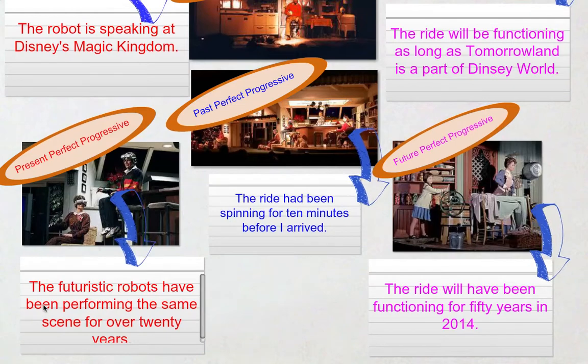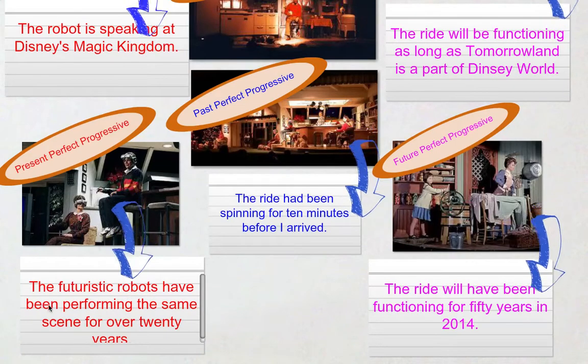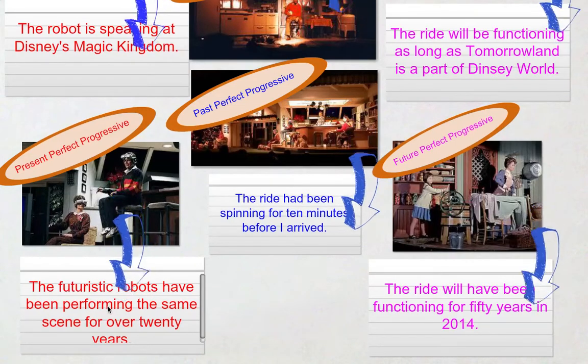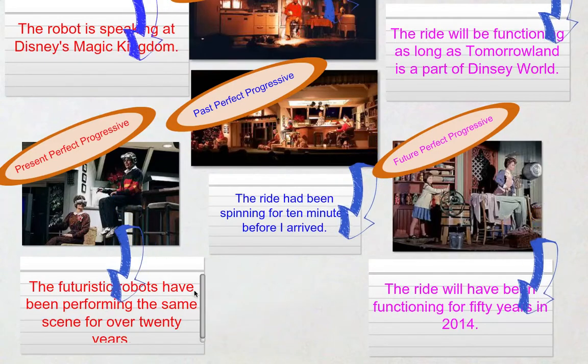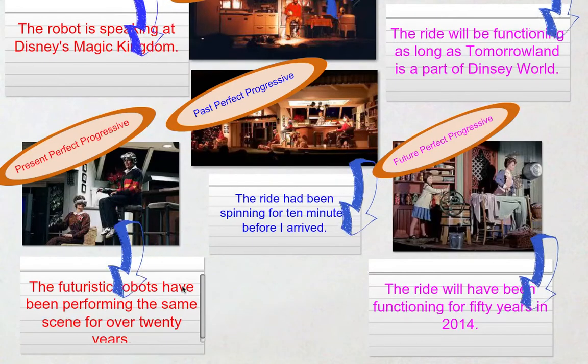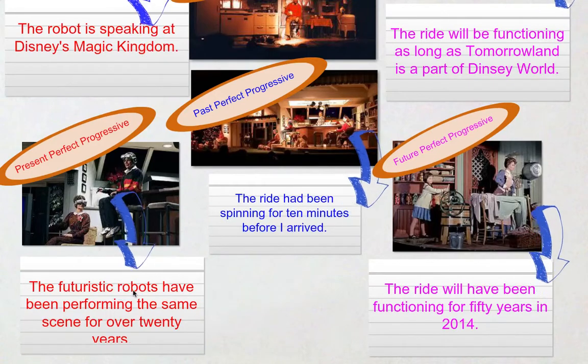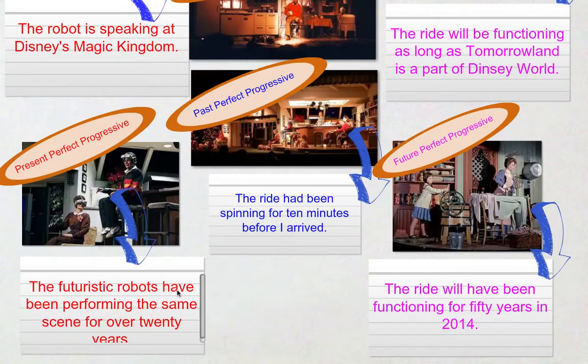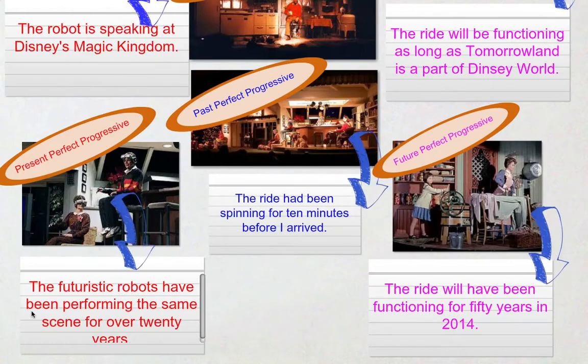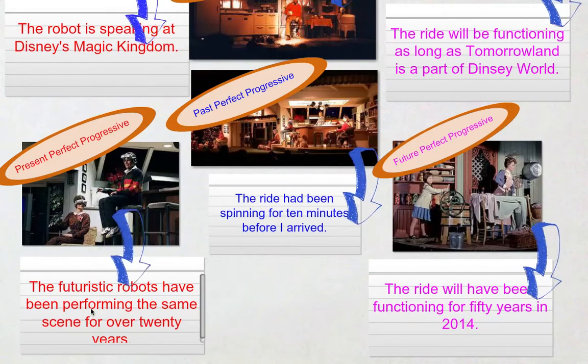So it's your past tense of the form be, been, right? Performing, we still have our ing because it's progressive, and then have. Now, it could be has if it were singular. If it was the futuristic robot, you would say has. So it's has or have, been, always, and then performing, or whatever ing verb you have.